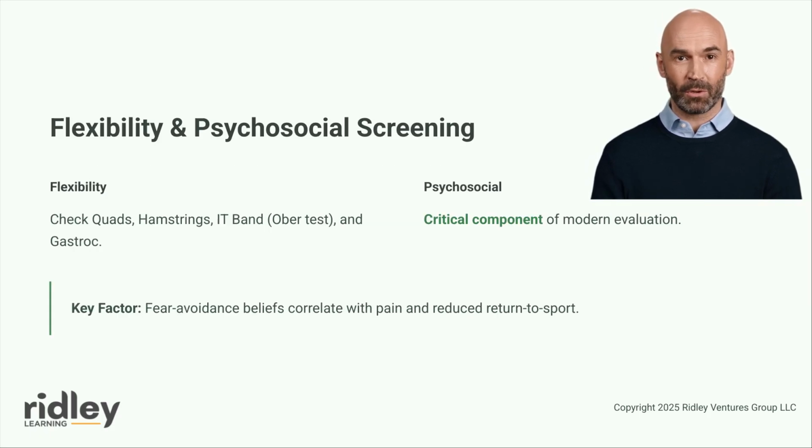Flexibility assessment should include the quadriceps, hamstrings, iliotibial band, and gastrocnemius soleus complex. The Ober test evaluates iliotibial band and tensor fasciae latae flexibility, with tightness potentially contributing to lateral patellar tracking forces. Quadriceps flexibility, assessed through prone knee flexion using the Ely test or standing heel to buttock distance, identifies rectus femoris tightness that may increase patellofemoral contact pressure. These flexibility findings guide stretching interventions within the comprehensive treatment plan.